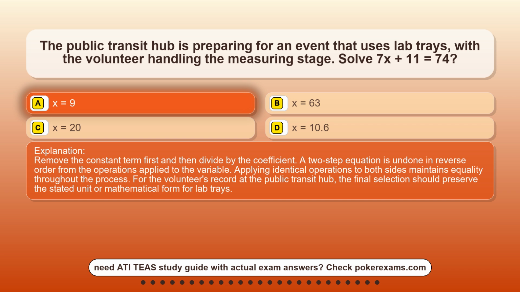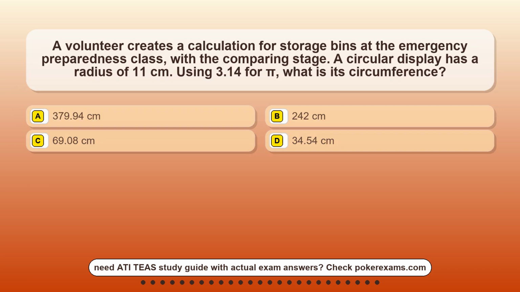For the volunteer's record at the public transit hub, the final selection should preserve the stated unit or mathematical form for lab trays. Question 14. A volunteer creates a calculation for storage bins at the emergency preparedness class, with the comparing stage. A circular display has a radius of 11 centimeters. Using 3.14 for pi, what is its circumference?